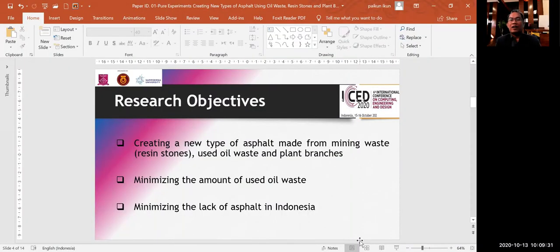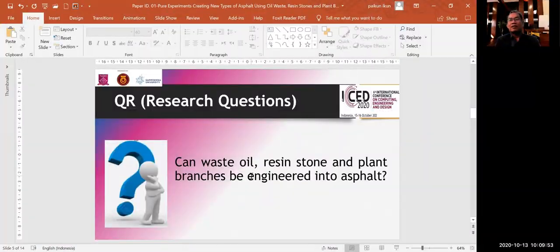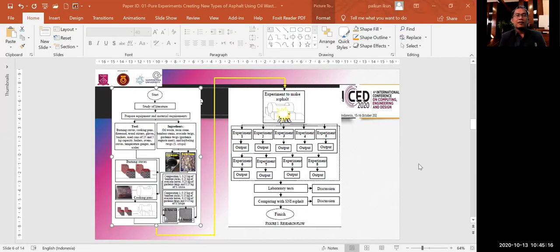Creating a new type of asphalt made from mining waste or resin stone, used oil waste, and plant branches. Minimizing the amount of used oil waste. Imagine the lack of asphalt in Indonesia. This is the research question: can waste oil, resin stone, and plant branches be engineered into asphalt? Okay. To answer this research question, this research was conducted.